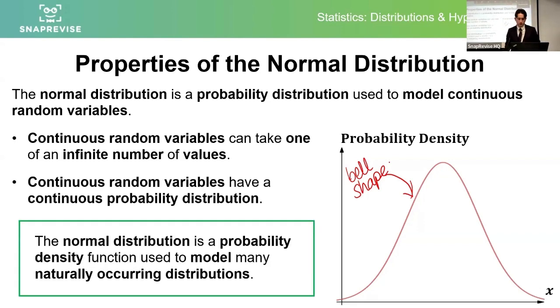Now, the normal distribution is a probability density function that models naturally occurring situations: heights, weights, for animals, for plants, for anything that has this sort of distribution where the mean, the median, and the mode are all the same. They're all in the middle, and there's a natural variation above and below.